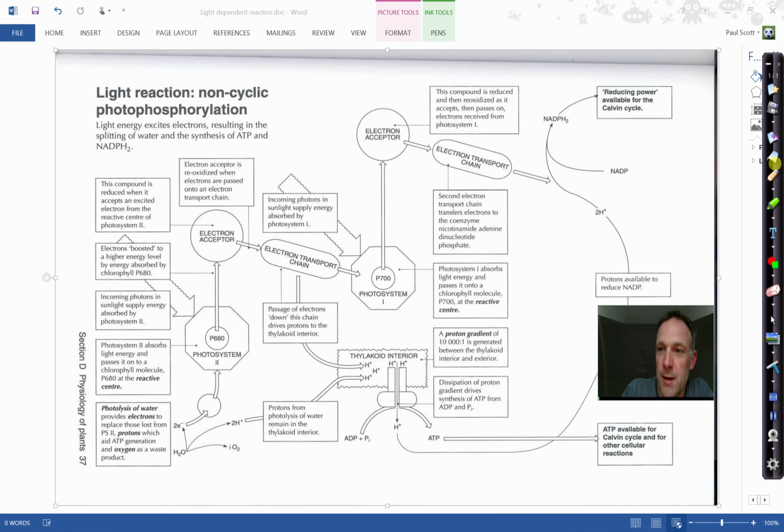non-cyclic. There's a good start, Paul. Yes, get the pen working. So this is an example of, come on, you darn thing, work.